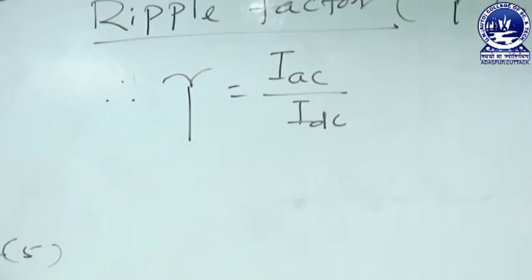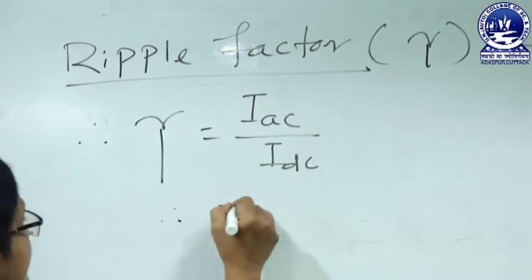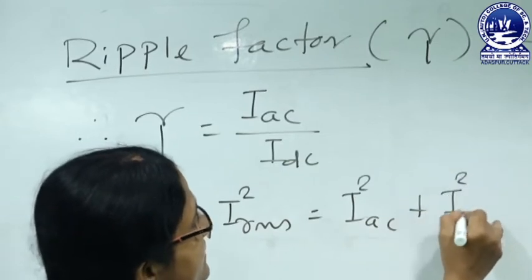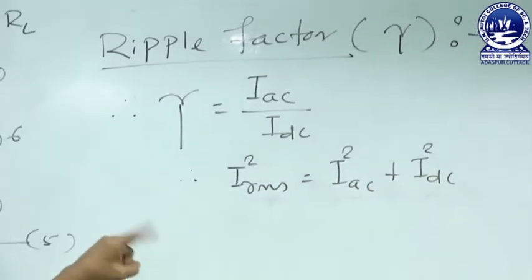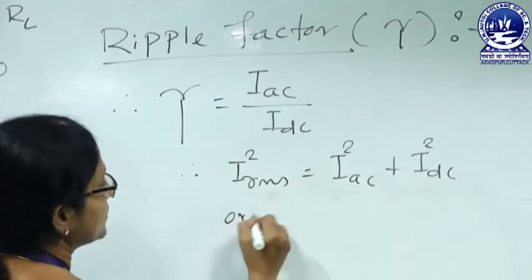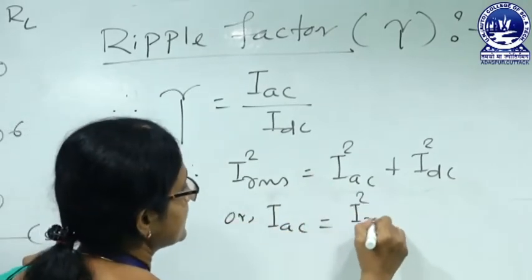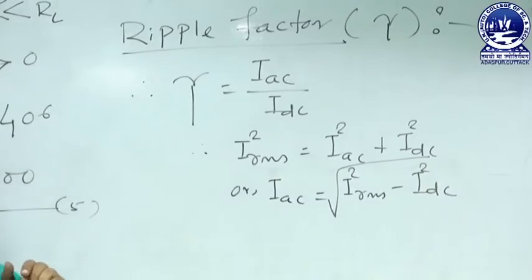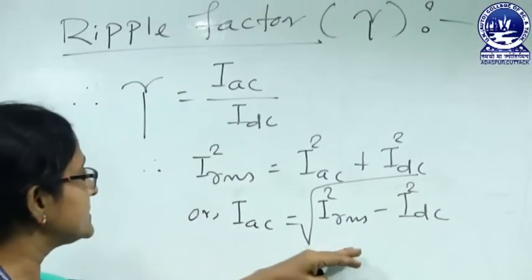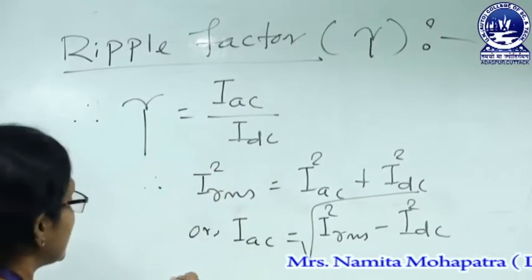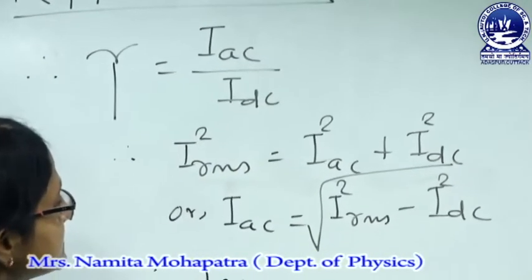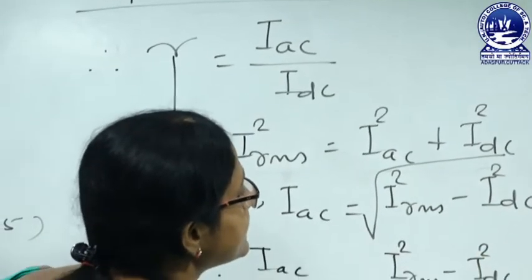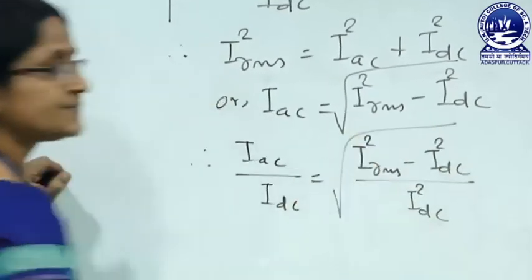Okay, but we know that I_RMS squared equals I_AC squared plus I_DC squared. From that expression we find the value of I_AC: I_AC equals the square root of (I_RMS squared minus I_DC squared). Now in the LHS and RHS we divide by I_DC. Now I_AC by I_DC equals the square root of ((I_RMS squared minus I_DC squared) divided by I_DC squared).